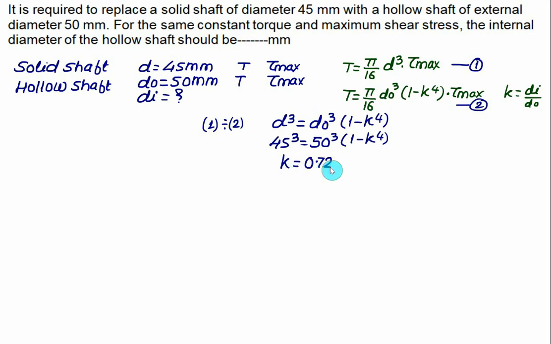And this constant k is equal to di divided by do. So we have di equal to 0.72 times do, which is equal to 50. So the internal diameter for the hollow shaft comes out to be 36.05 mm. Very basic numericals they ask you for 1 mark or 2 marks.